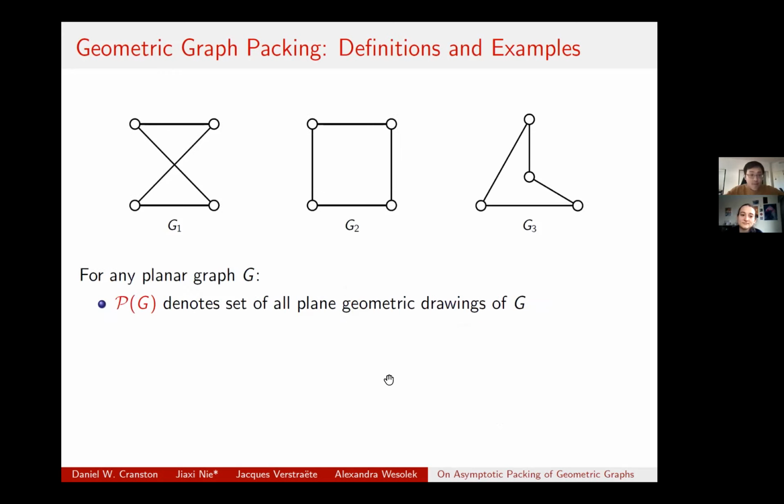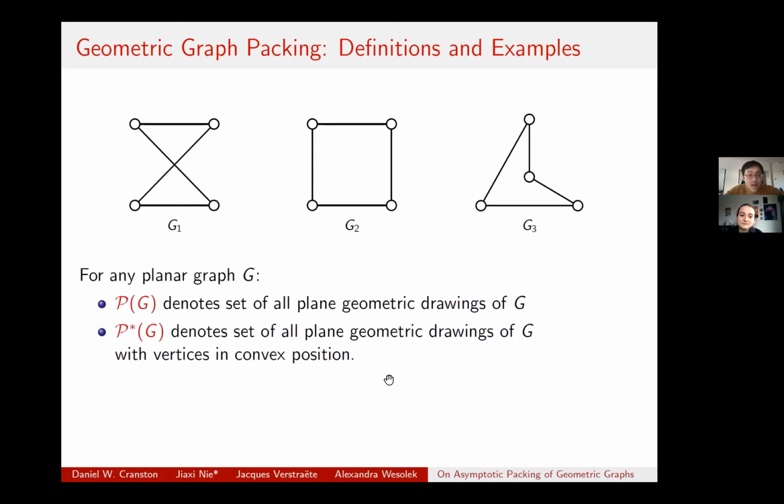Okay, more definitions. For any planar graph G, abstract graph G, we let P of G denote the set of all plane geometric drawings of G. And further, we let P star of G denote the set of all plane geometric drawings of G with vertices in convex position. Note that P star of G is a subset of P of G.